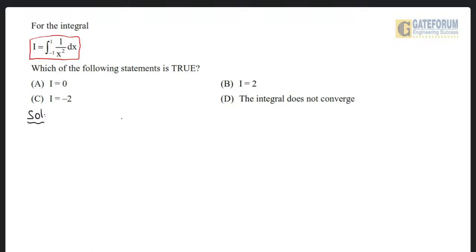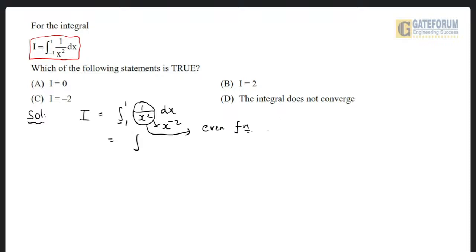Solution. I is equal to integral from minus 1 to 1 of 1 by x square dx. So this, can I write x power minus 2? Comparing with x power n integration, this is an even function also. And this is an even function.